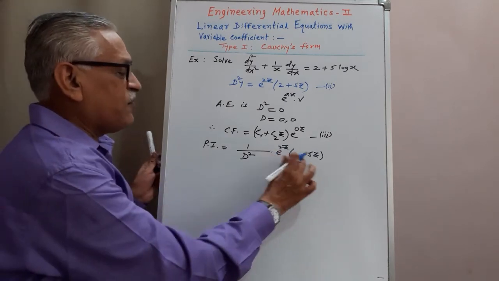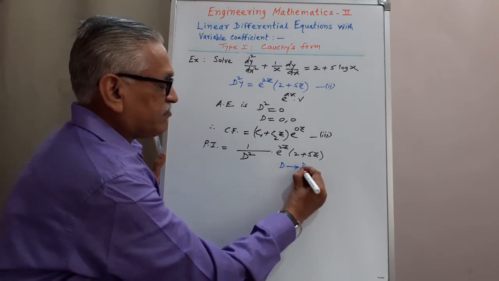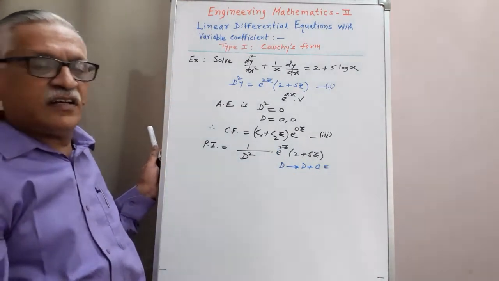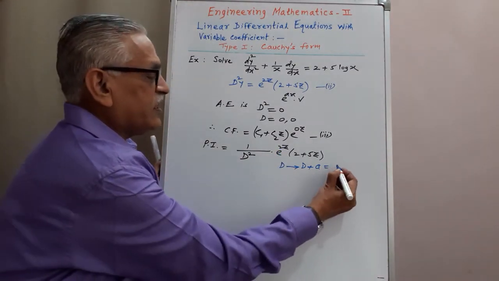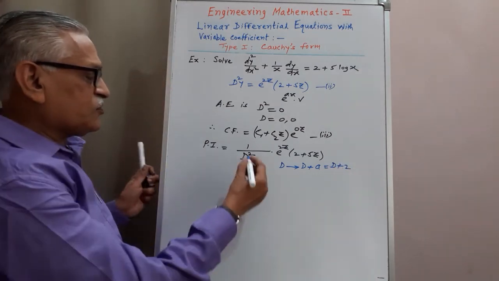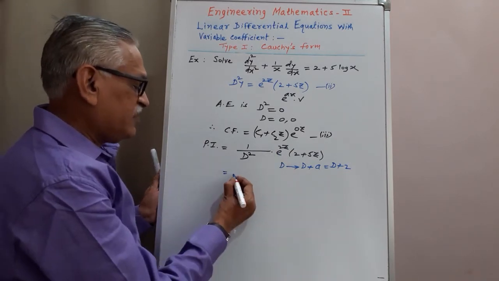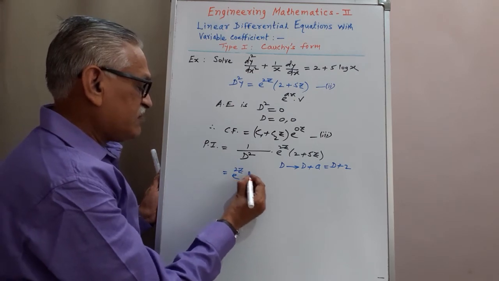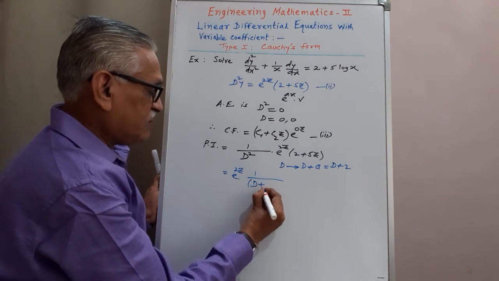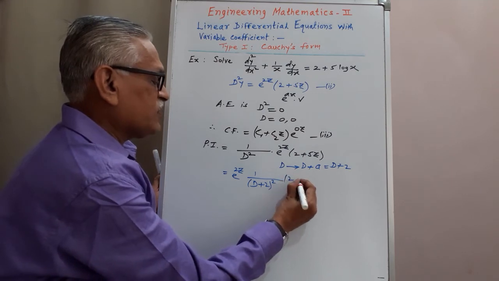And as it is of the form e raised to a x into V type, we have to replace D by D plus a, and here a is the coefficient of z in the term e raised to 2z, and therefore it is D plus 2. We replace D by D plus 2, and therefore e raised to 2z we write before the operator, replacing D by D plus 2, and then operate it on 2 plus 5z.